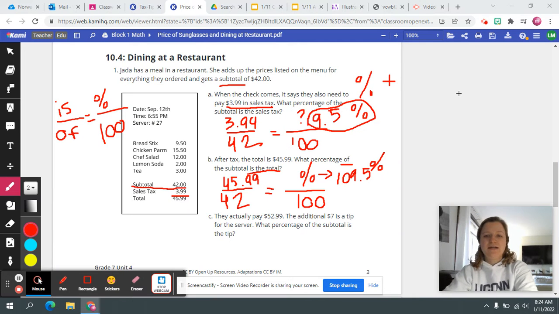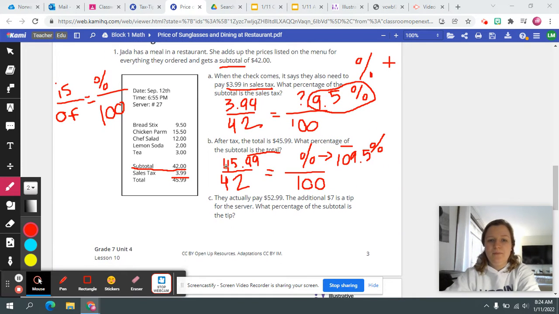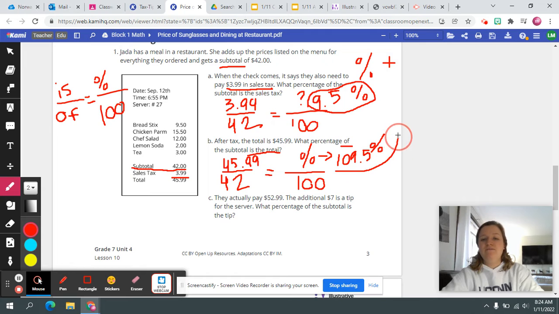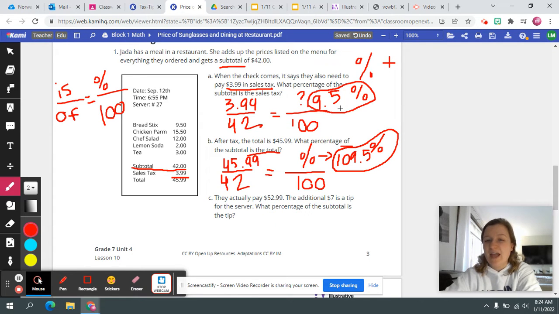All right, we are back. So after we set up this proportion, we cross-multiplied 45.99 times 100 and divided, and we got 109.5%, which makes sense because the total is after that sales tax has been added. And we just found out that the sales tax is 9.5% of the subtotal. So we went from 100% to add that 9.5%. So it makes sense that we would get this as our answer.